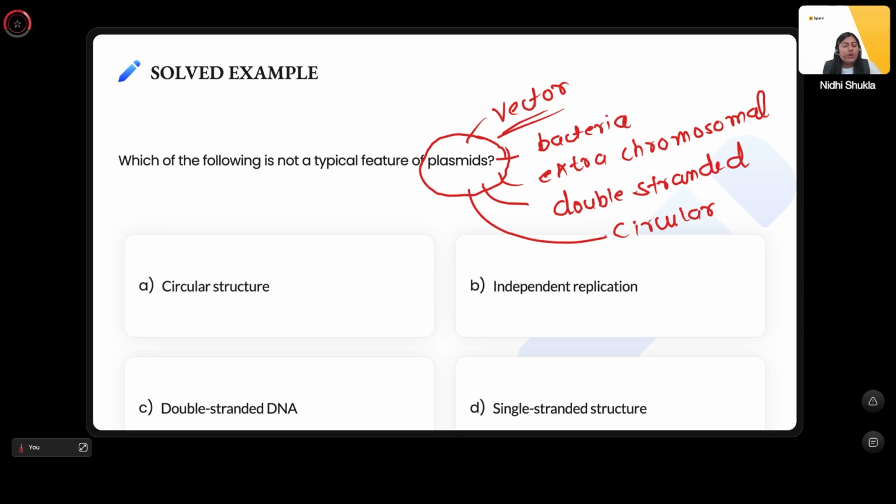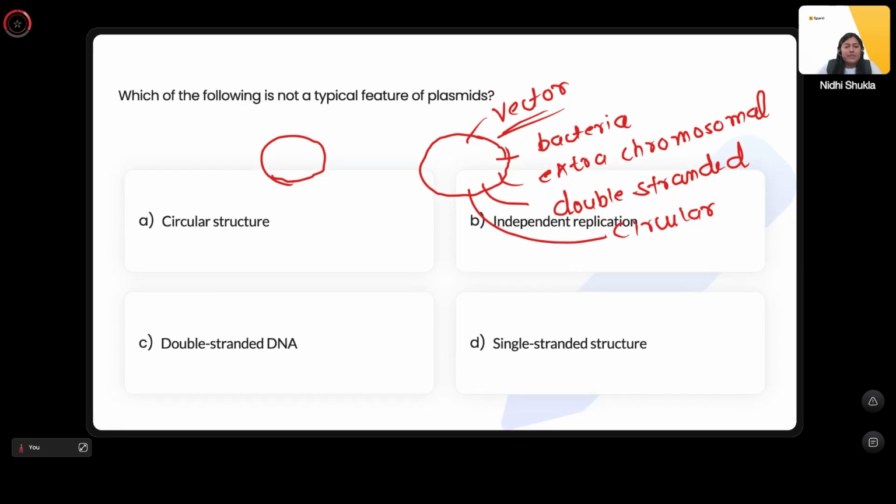Now let us look at the options and try to understand which of these will not be a feature of plasmid. So circular structure, yes, your plasmid is circular. Independent replication, this is correct. It is extra chromosomal and it replicates independently inside a bacterial cell. Double stranded DNA or single stranded structure. Okay, so your plasmid is double stranded DNA. Your plasmid is not a single stranded structure. So single stranded structure will not be a feature of your plasmid.